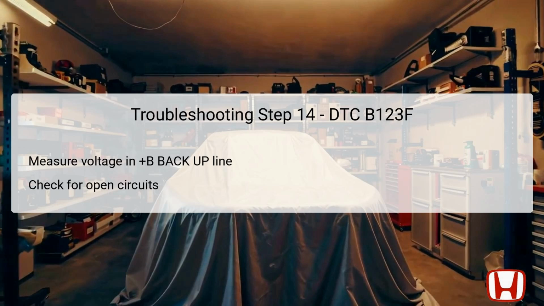If battery voltage is present, this indicates proper power availability, and further diagnostics should assess any open in the ground wire. If no voltage is detected, repair any openings found in the +B backup wire to restore functionality. This final step is significant, ensuring that all electrical connections are verified, maintaining the automatic lighting system's reliability.